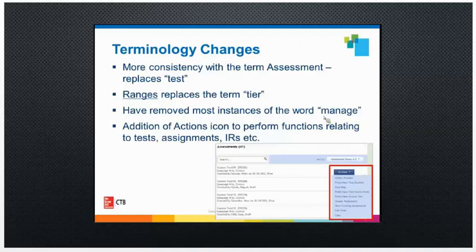There are also some terminology changes. Now they're more consistently using the term assessment instead of test. Also, they've replaced the term tier. That term tier caused a lot of confusion for teachers and students. So now they're using the word ranges to replace the term tier. They've also removed the instances of the word manage, and they've added some action icons to perform functions related to tests, assessments, instructional resources, etc.